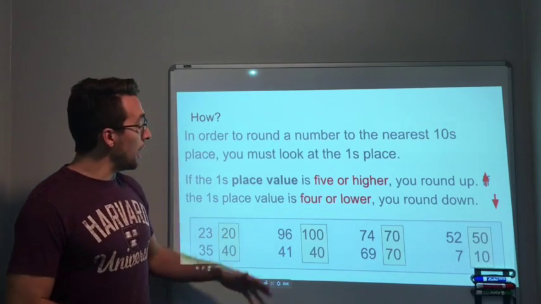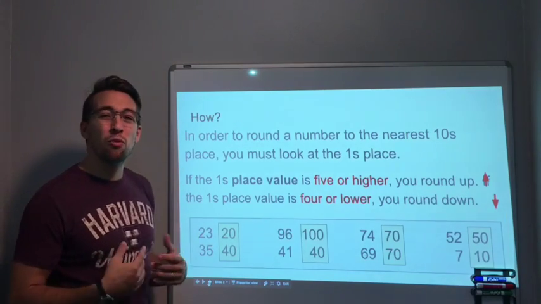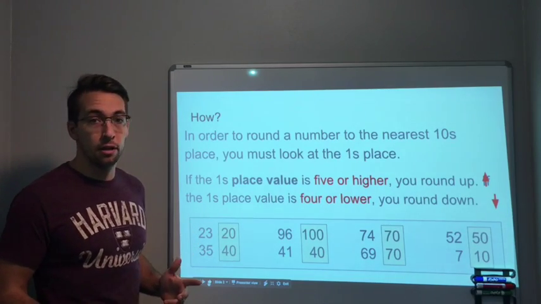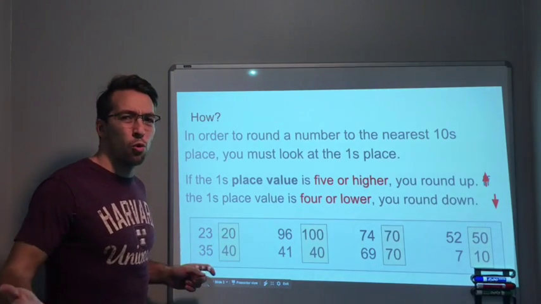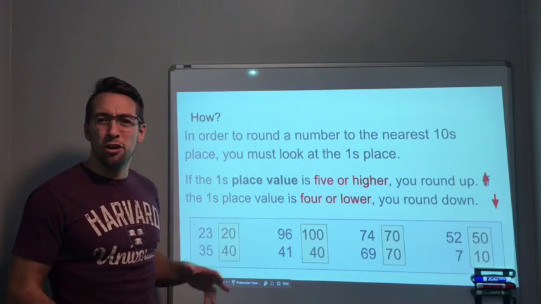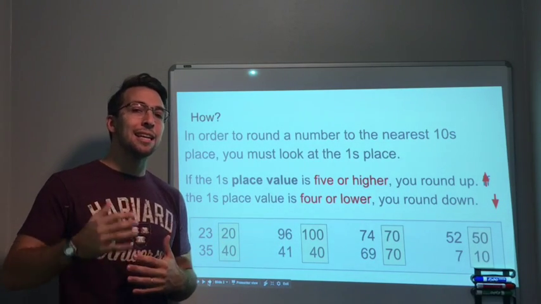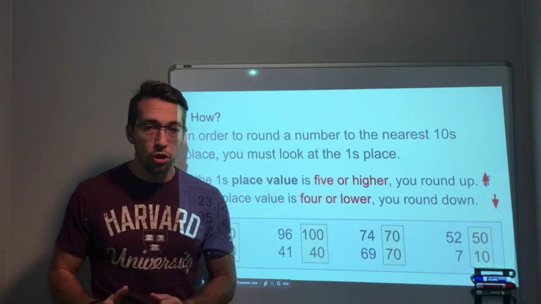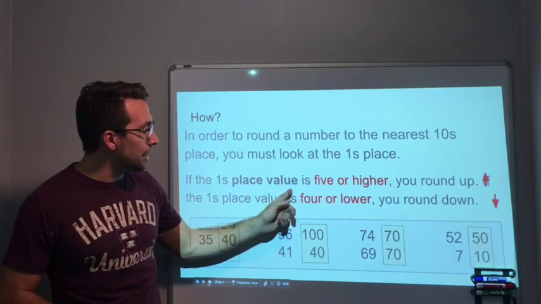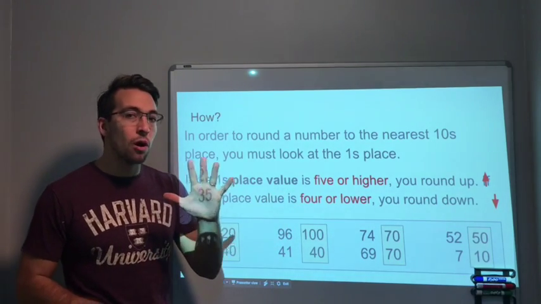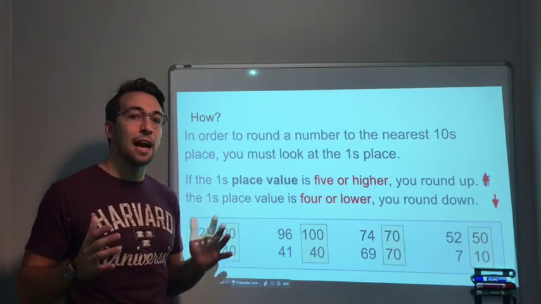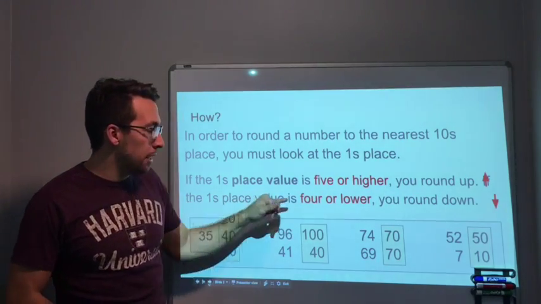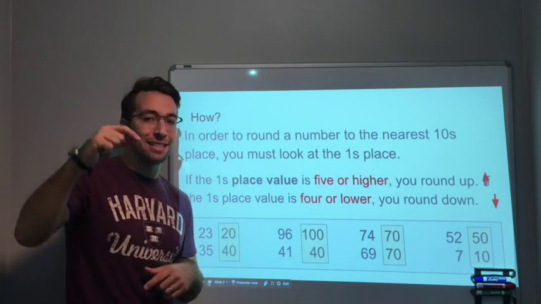If we're looking at the tens, we want to know: is this closer to 20 or closer to 30? Closer to 30 or closer to 40? 90 or 100? That's what we're talking about. Rounding to the tens place, you're going to end up with a multiple of 10. If the ones place value is 5 or higher, so if it's 5, 6, 7, 8, 9, you round up. If the ones place is a 4 or lower, you round down.